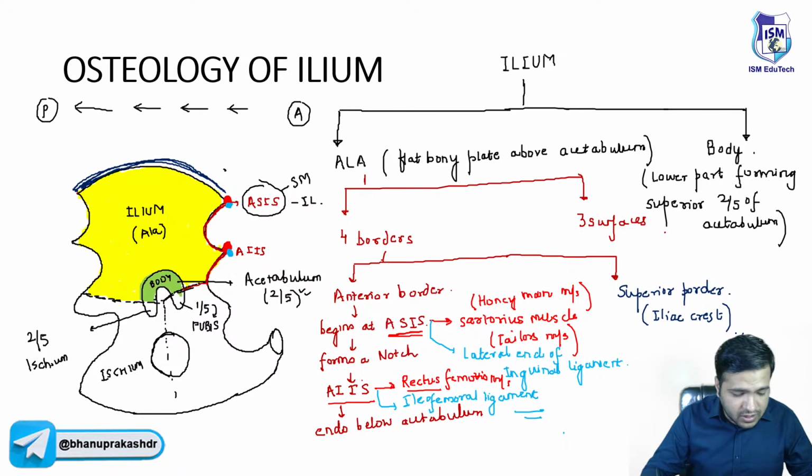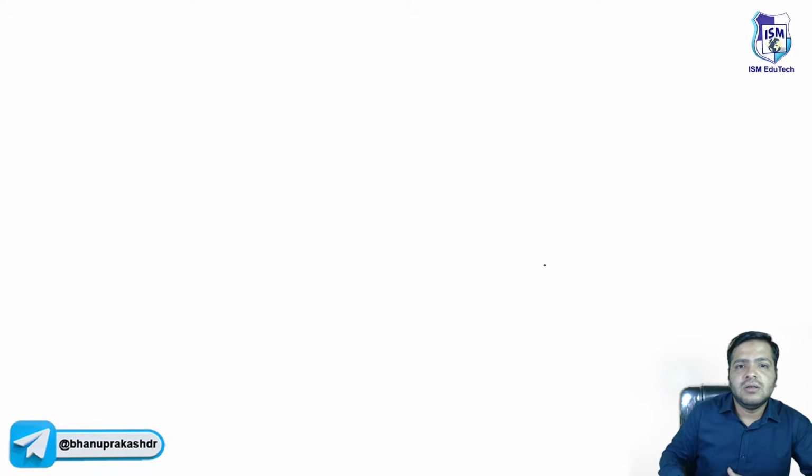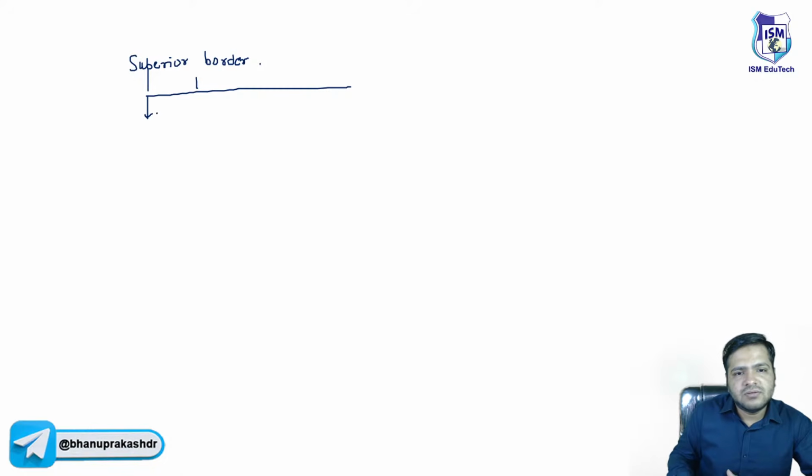बेटा यू विल कंटिन्यू इन द सेम फ्लो चार्ट. आई डोंट हैव स्पेस ओवर देयर, क्योंकि मैं लिखूंगा तो अगेन इट विल हाइड बिहाइंड मी. The screen is like that only, so I will continue the superior border over here. So we were discussing about the superior border. Now this superior border, it is again divided into two parts.